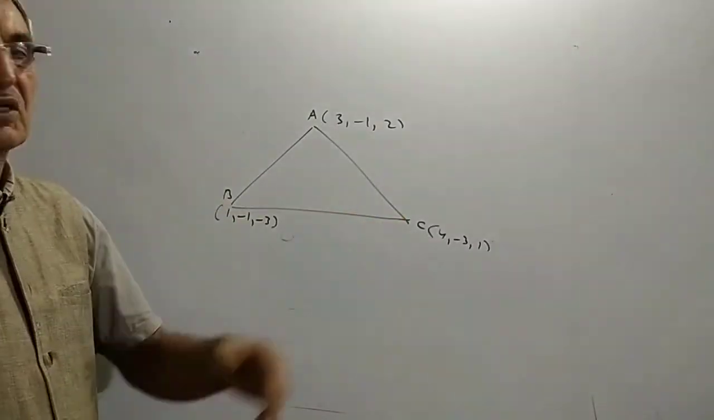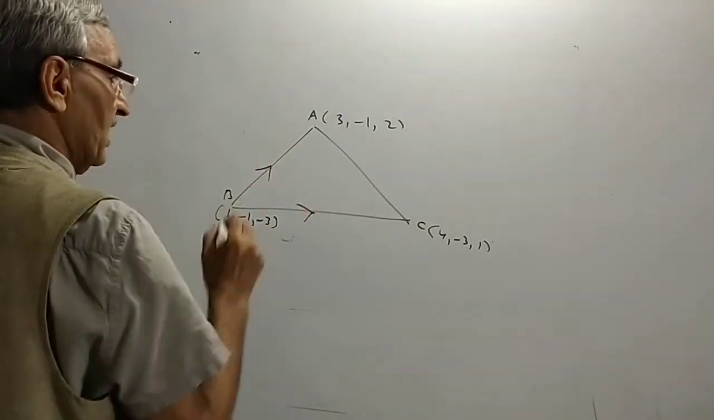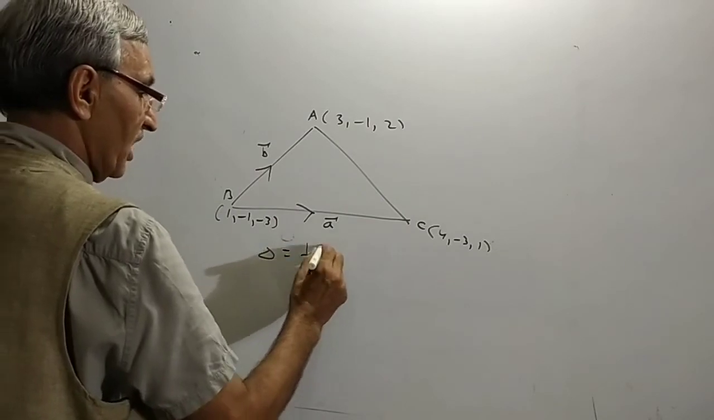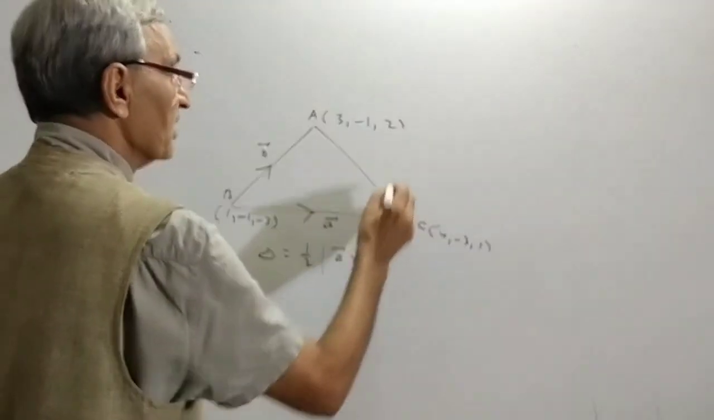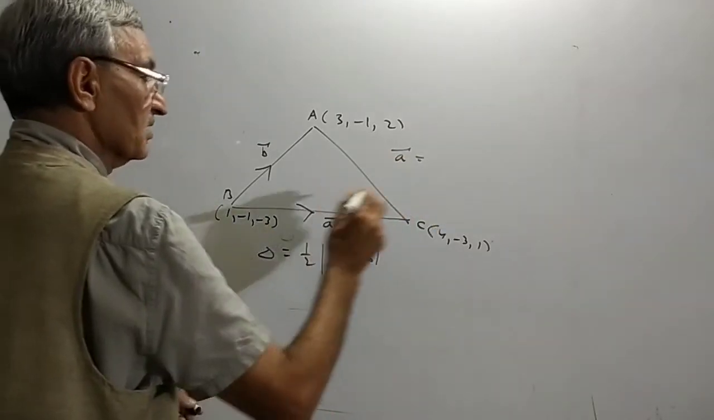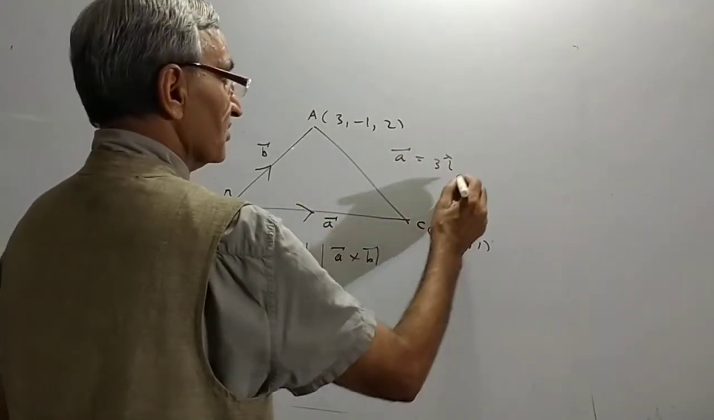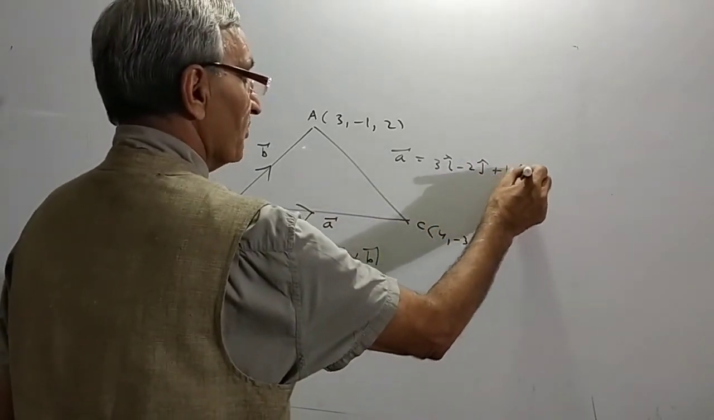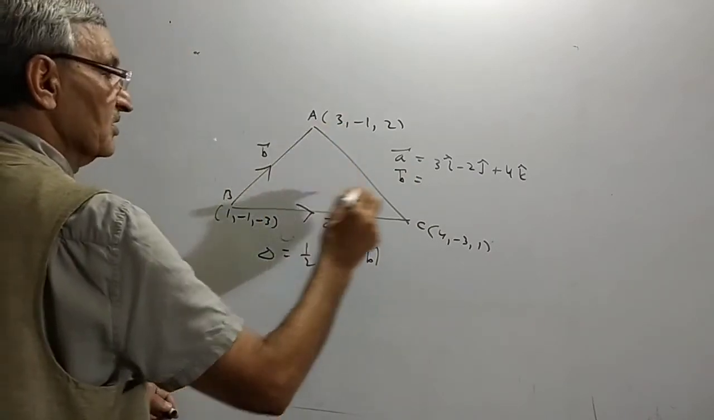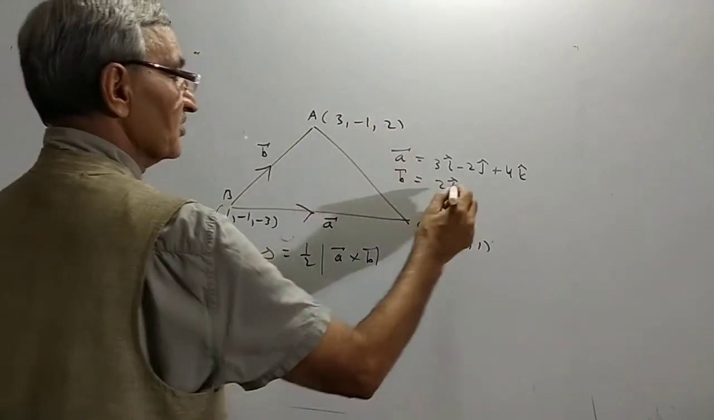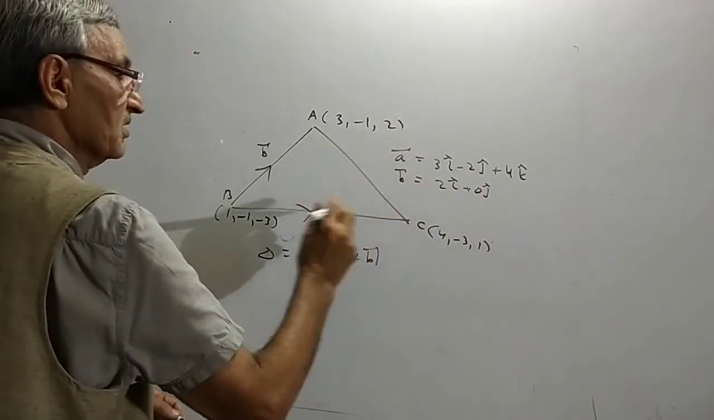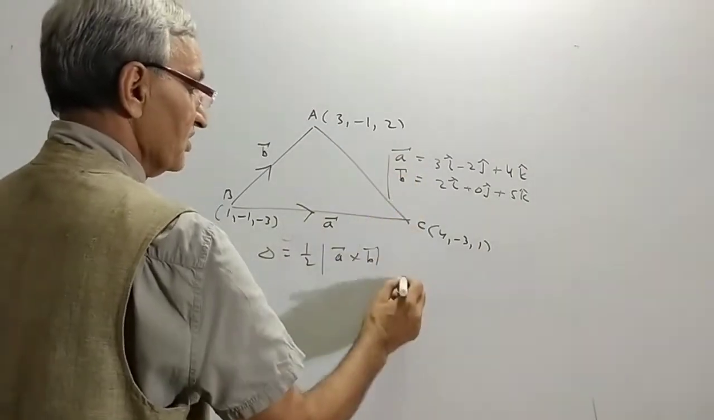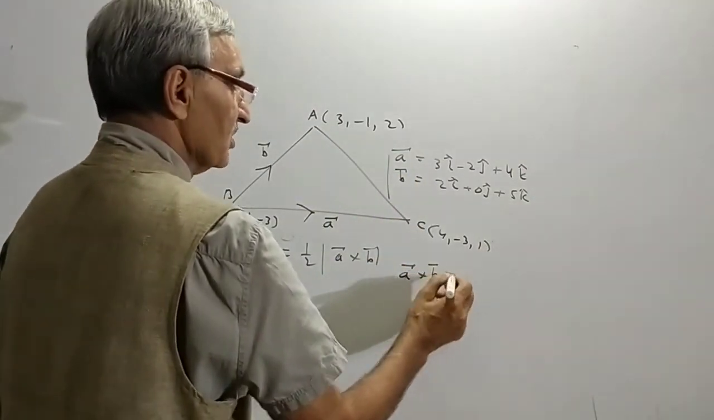What is the area? If I take one side as A and another as B, then the area of the triangle is equal to half of A cross B. What is the A vector? This minus this is 3i, this minus this is minus 2j, this minus this is 4k. And the B vector I take as this minus this is 2i, this minus this is 0, and this minus this is 5k. Let me find out what A cross B is equal to.